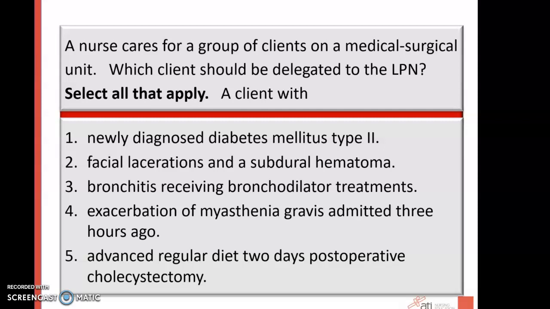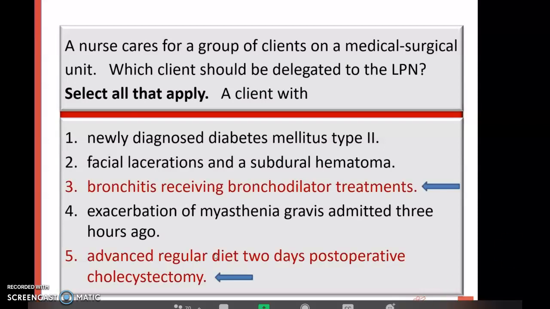Facial lacerations and subdural hematoma, unexpected outcomes. They're unstable. So 2 is unstable. Bronchitis receiving bronchodilator treatments, they're okay. Yes, the LPN can give the bronchodilators. Patient's stable. Exacerbation, there's your keyword. Exacerbation, myasthenia gravis admitted 3 hours ago. Unexpected outcomes, unstable. Complex patient. Advanced regular diet? Yeah, because it's what? 2 days post cholecystectomy?